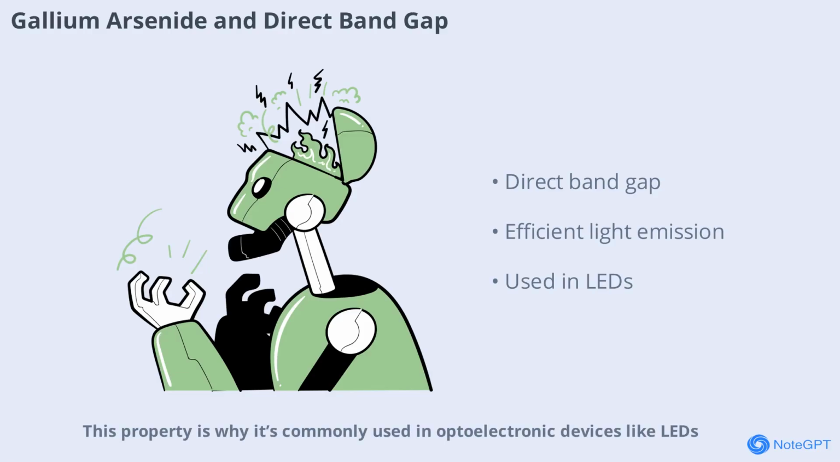This property is why it's commonly used in optoelectronic devices like LEDs, laser diodes, and solar cells. The direct band gap allows electrons to recombine with holes and release energy as photons, resulting in bright, efficient light emission. This makes gallium arsenide a key material in modern photonics.